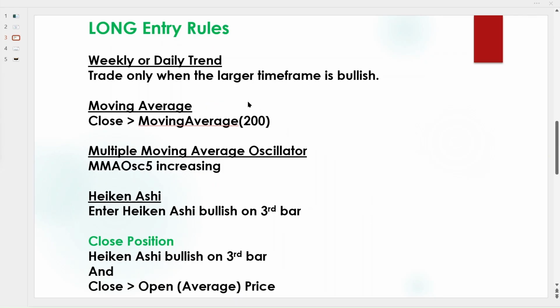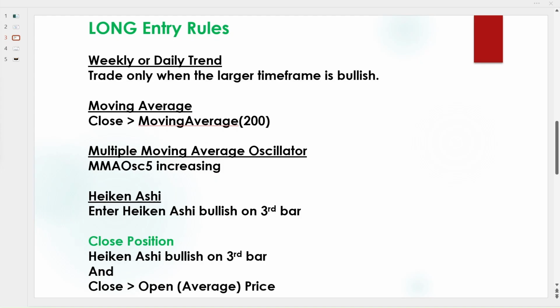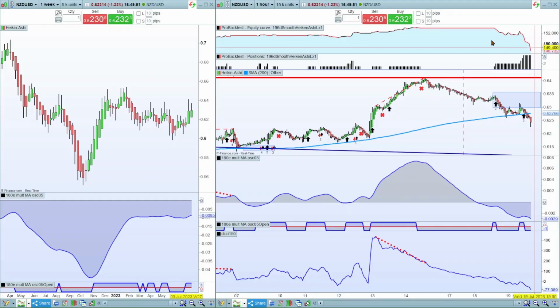So like I said, we're going to be using the hourly time frame here. So we're trading on the hourly in the direction when the weekly is in an upswing. So what we're looking at is when the close is greater than the moving average 200. So we apply moving average 200 on the price chart. So this light blue line here is a simple moving average 200. So we only go long when the price is above this moving average.